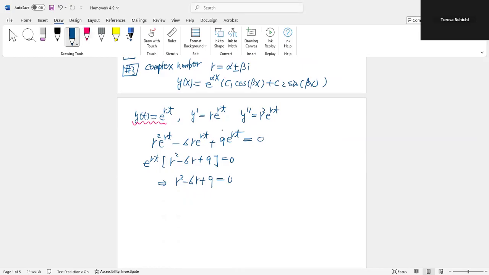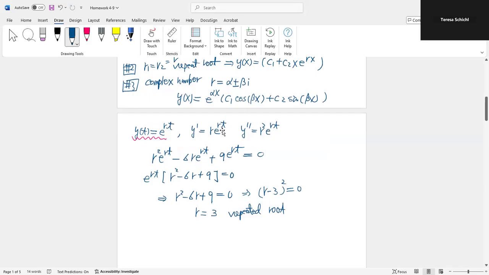So what is this one? Oh, this one is easy, right? This will be (r minus 3) squared equal to 0. So I know r equals 3. This is the repeated root, right? So this is repeated roots here. That will be our second situation.